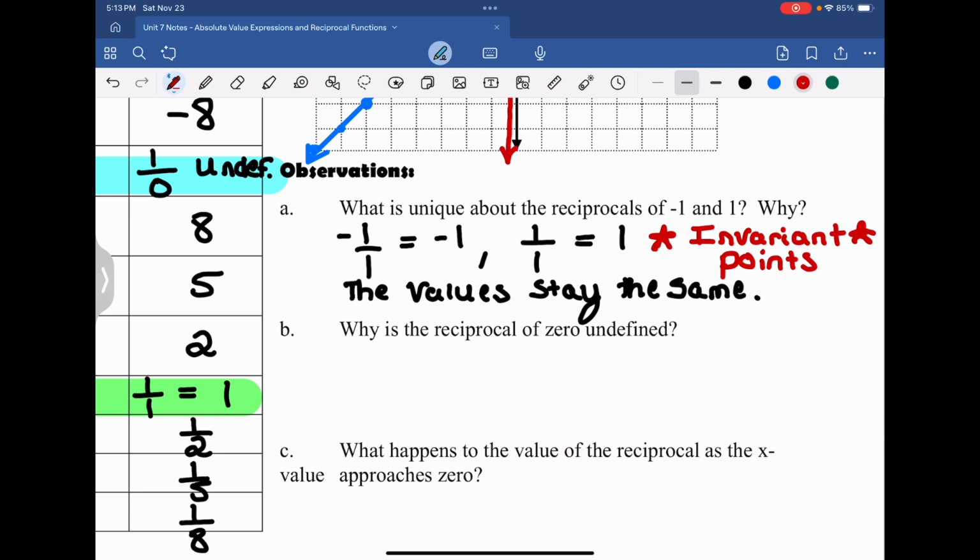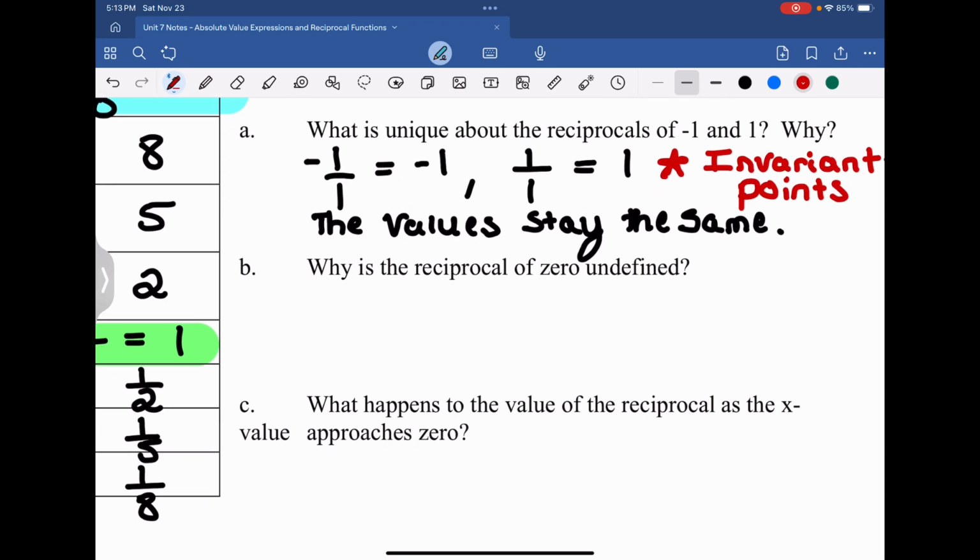Perfect. And we should get very familiar with that terminology of an invariant point. It's when we have the value of y that is either plus or minus 1, wherever that is on the graphs here, they're going to stay exactly the same between the original function and the reciprocal function. Now, why is the reciprocal of 0 undefined?